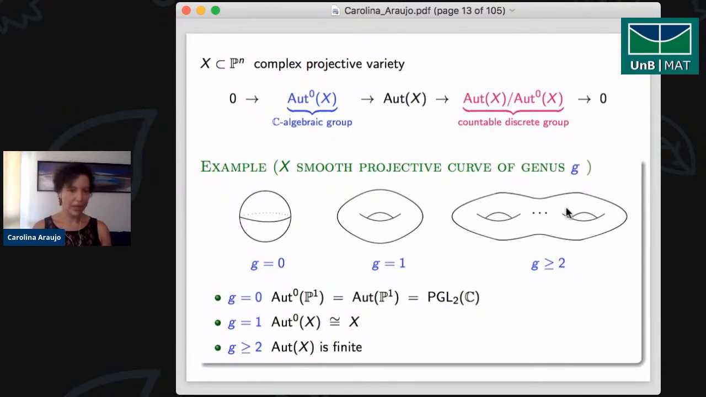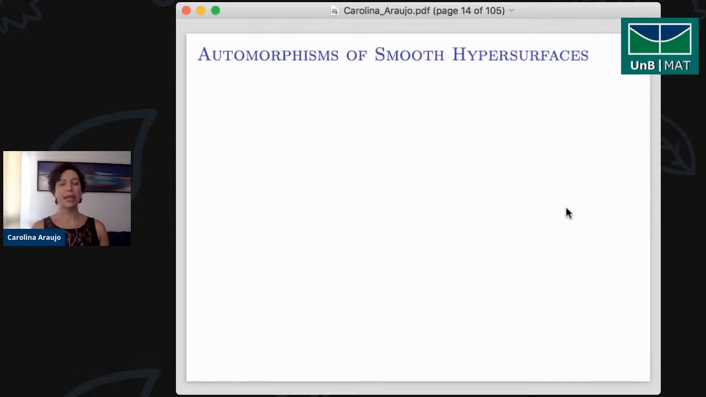Okay, so let me give you another set of examples. So now we're going to move to higher dimensions. And in higher dimensions, we will come back to this later on, but there is a program to classify projective varieties based on automorphisms. But in general, in higher dimensions, a variety will be built up from pieces from these three classes. And the automorphism group will actually see these different pieces in general. So let me just give you another set of examples, which is that of smooth hypersurfaces.